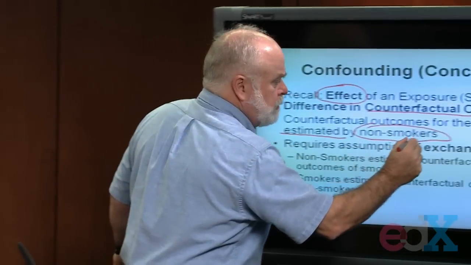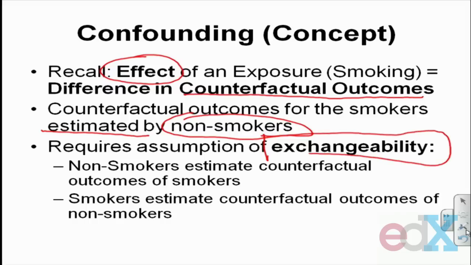But to be able to say that the non-smokers reflect what would happen to the smokers had they not smoked requires that the non-smokers be what we call exchangeable to the smokers. Meaning that if I look at the non-smokers in my study, what they are really going to give me is an estimate of the counterfactual outcome, what would happen to the smokers had they never smoked. And likewise, if I looked at the smokers, their actual outcomes would estimate what would happen to the non-smokers if they had in fact smoked.